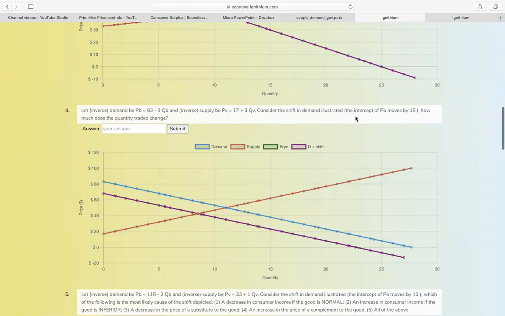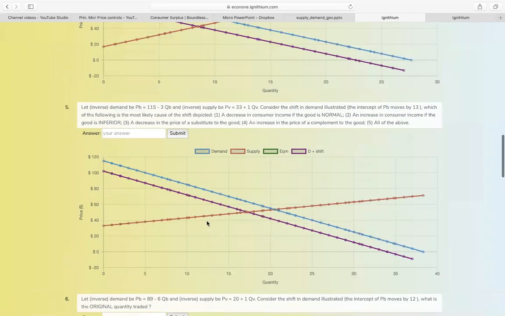Consider the shift in demand depicted. How much does the quantity traded change? So now they're asking, we've got our original equilibrium, we have our new equilibrium, and there's a different amount of purchasing and sales going on. Those are equilibrium quantities, and we want to compare them.